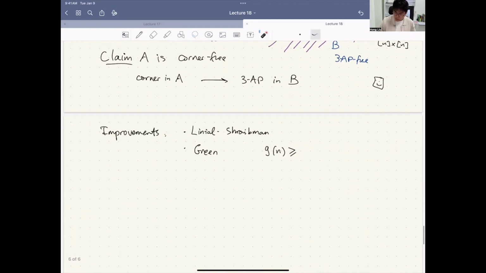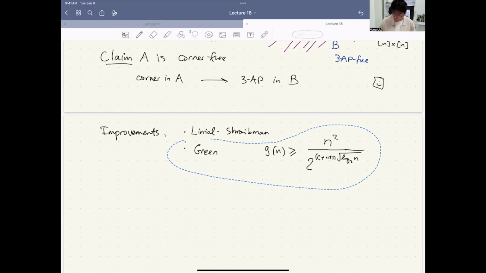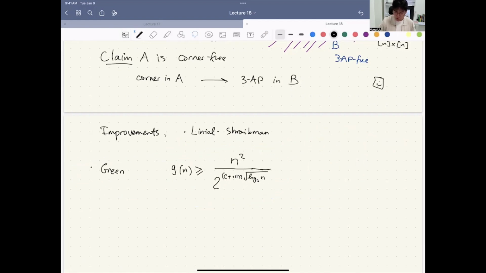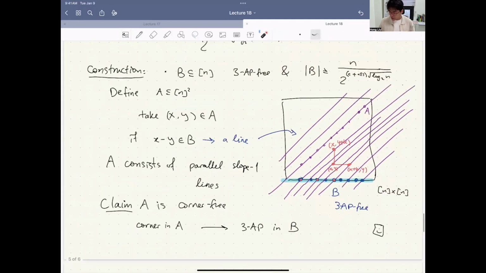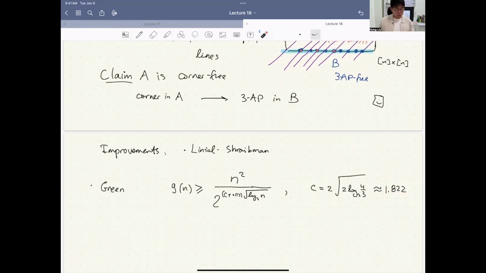Okay. So this is what we're going to see, where C is 2 square root 2 log base 4/3, which is roughly 1.822. We improve from 2.8 to 1.8. How do we prove this?